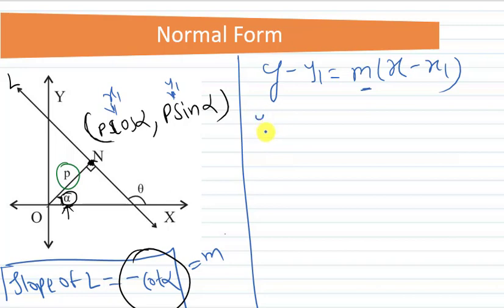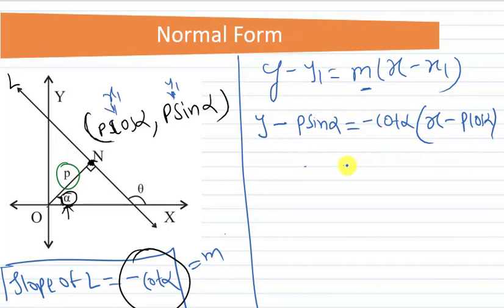Now put the respective values. What will I get? y minus, what is the value of y1? It is p sin alpha. What is the value of slope? It is minus cot alpha. x minus, what is the value of x1? p cos alpha. Now I can write cot as cos upon sin, right?